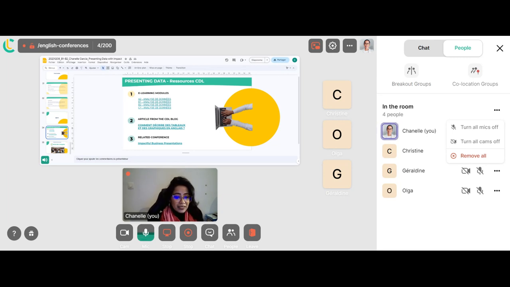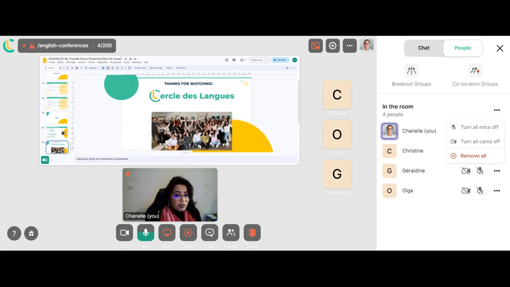We also have an article from Le Cercle des Langues blog. Comment décrire des tableaux et des graphiques en anglais. And this is particularly important because you can then see what the terminology is in English, what are those words that are used in English, and what they are in French, so that you know how to use them in both languages. And finally, related to the conference, we have impactful business presentations. So this conference is available on replay if there are any other parts of information that you would like to check.